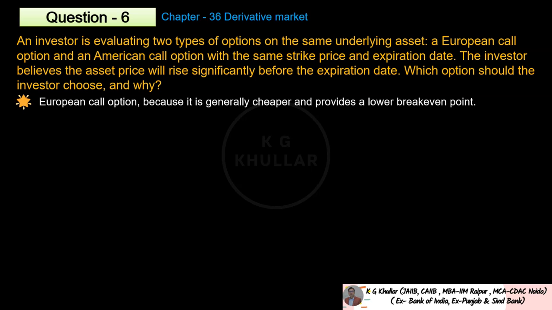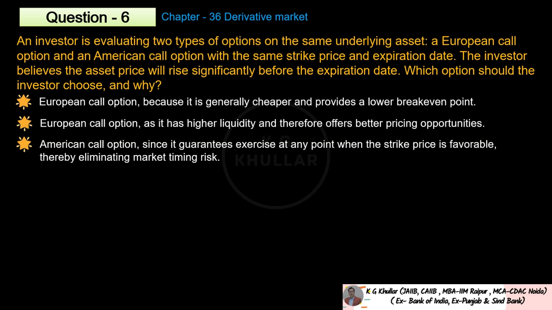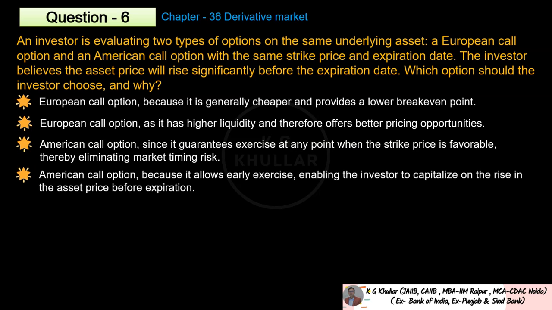Now the options given to you are these. The first option is European call option because it is generally cheaper and provides a lower break-even point. Then second option B is European call option as it has a higher liquidity and therefore offers better pricing opportunities. The next option C is American call options since it guarantees exercise at any point when the strike price is favorable, thereby eliminating market timing risk. And lastly, option D is American call option because it allows early exercise, enabling the investor to capitalize on the rise in the asset price before expiration.